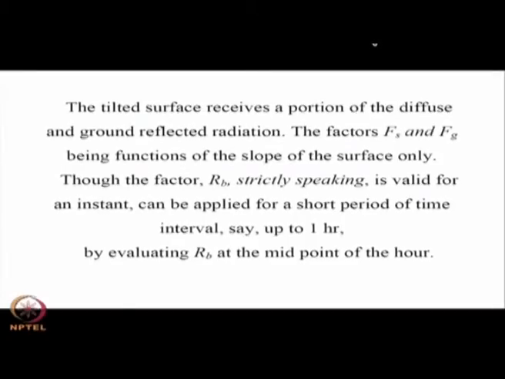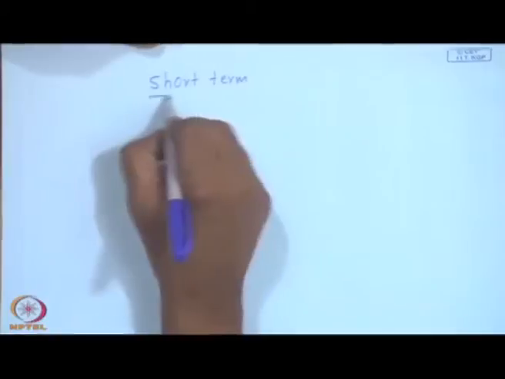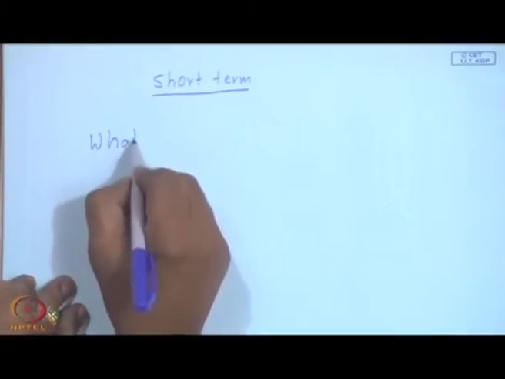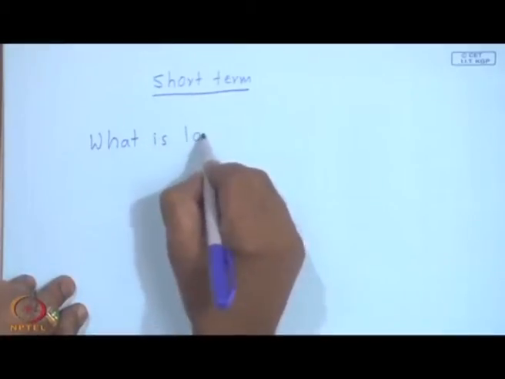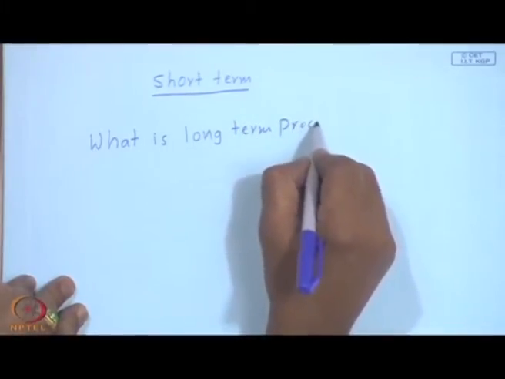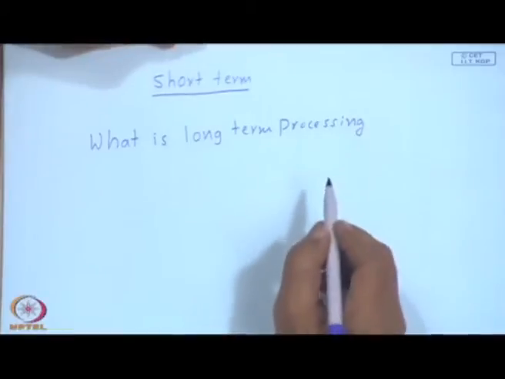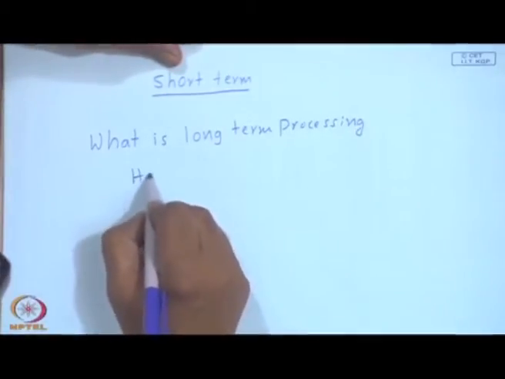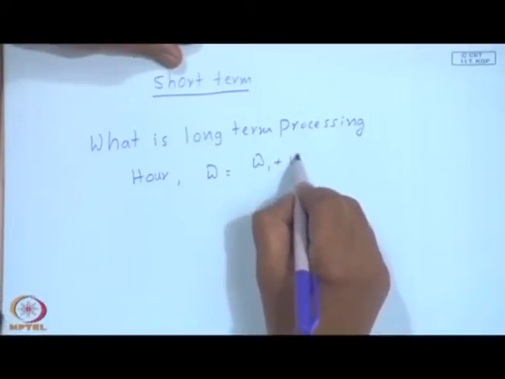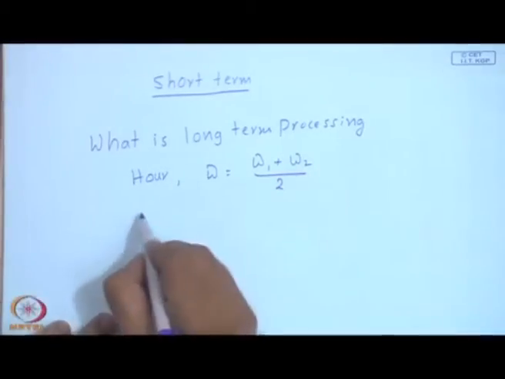Now, so this is short term processing. We will have a little bit of introduction for what is long term. So, for an hour we are able to calculate omega 1 plus omega 2 by 2. What about a day?